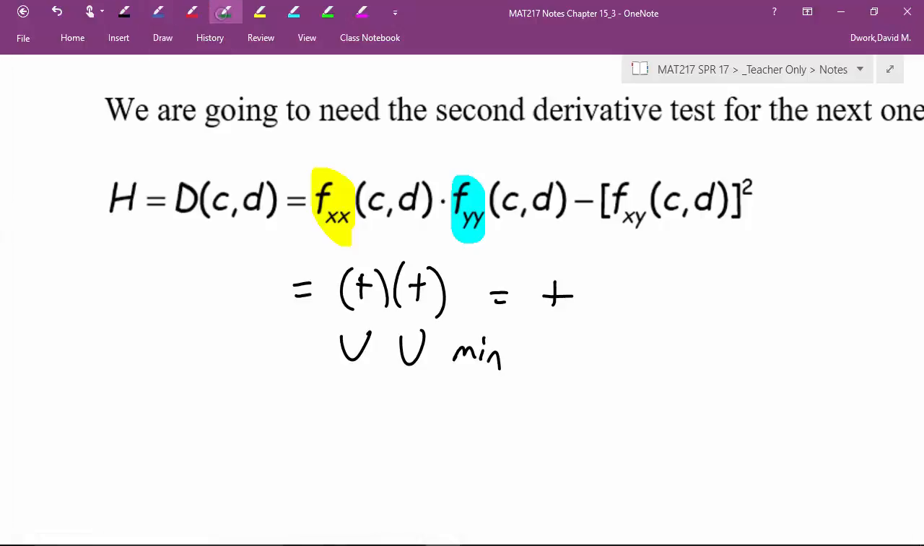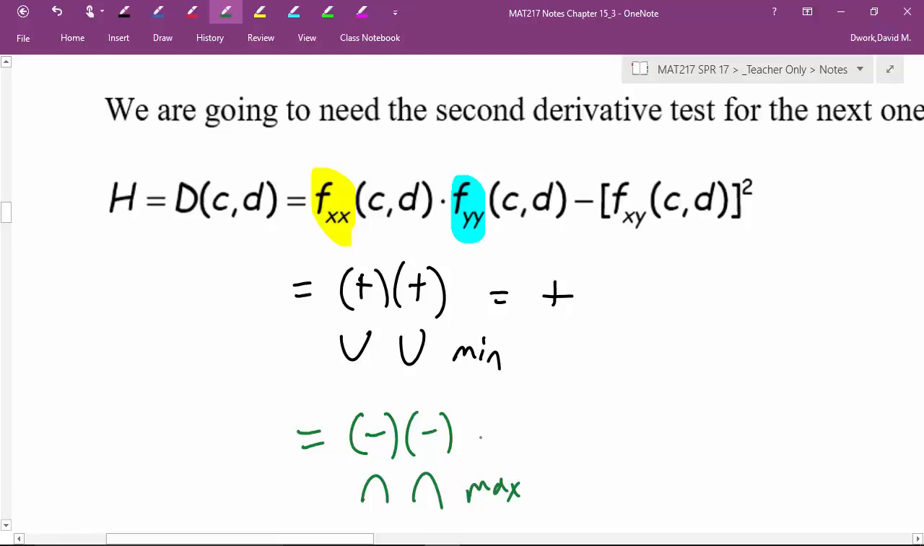All right. Now, what if our second derivative with respect to x was a negative value and our second derivative with respect to y was a negative value? Well, then that means we're concave down and concave down, which means we have a maximum. And similarly, a negative times a negative makes a positive.